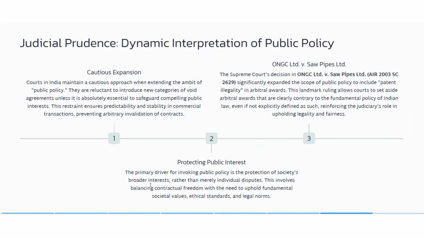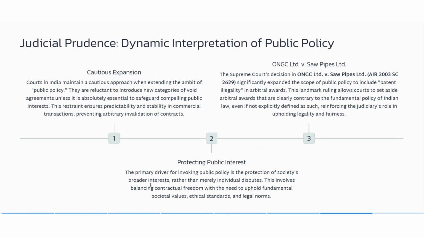ONGC v. Saw Pipes Limited: the Supreme Court's decision in this case significantly expanded the scope of public policy to include patent illegality in arbitral awards. This landmark ruling allows courts to set aside arbitral awards that are clearly contrary to the fundamental policy of Indian law, even if not explicitly defined as such, reinforcing the judiciary's role in upholding legality and fairness.